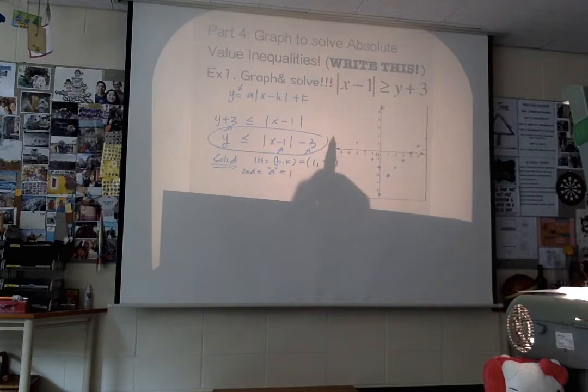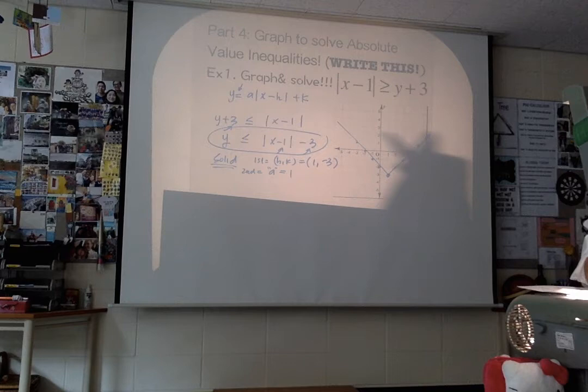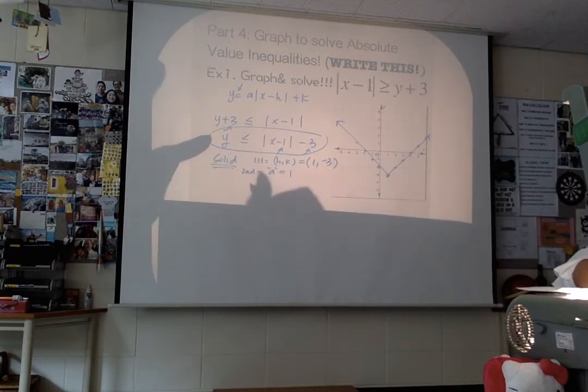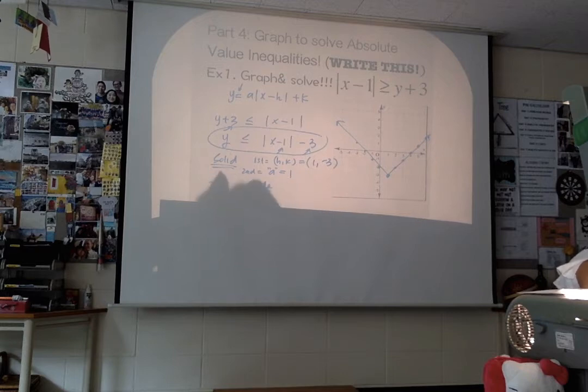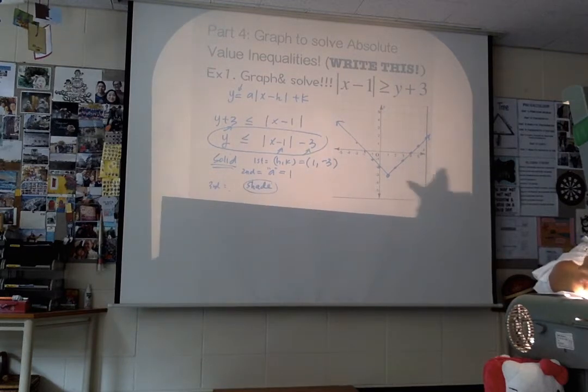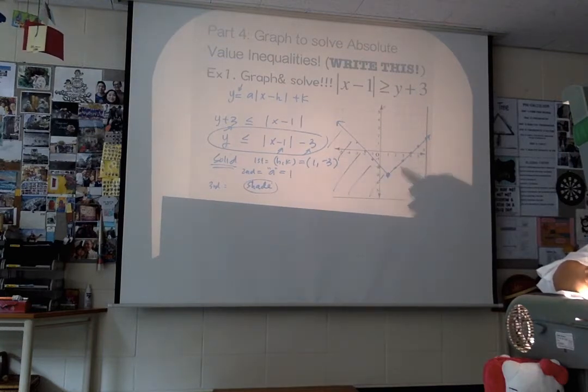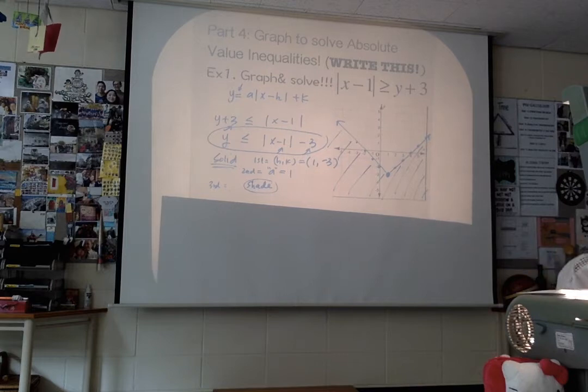Solid, solid as a rock. But I'm not done. It's less than, so the third step is to shade. Everything less than. Less than negative 3, is it up here or down here? Negative 4, negative 5 is less than, so I know my shading has to go this way. All right, that's that example.